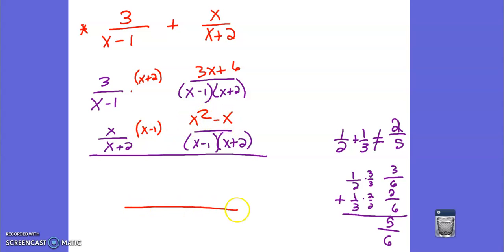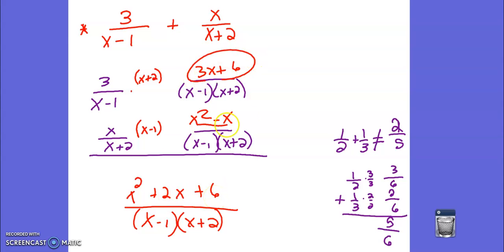And again, the denominator, common denominator, they both have x minus 1, x plus 2, so that means we can add the numerators together. So if we add these two numerators together, we get x squared plus 2x plus 6. Again, I combine this and this together to get to my final answer.